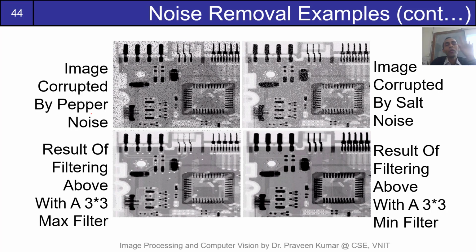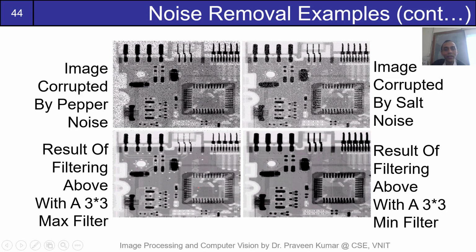Because black is 0 and you are going to choose the maximum value in the neighborhood, which will probably be different from 0, unless your concentration of noise is so high that the entire neighborhood is all black, which will not be the case for most cases. So if you go for a max filter, you will be able to easily remove all the pepper noise, and similarly with a min filter you will remove all salt noise.